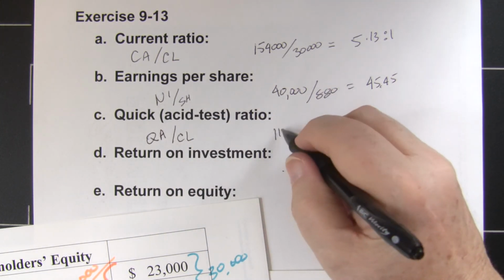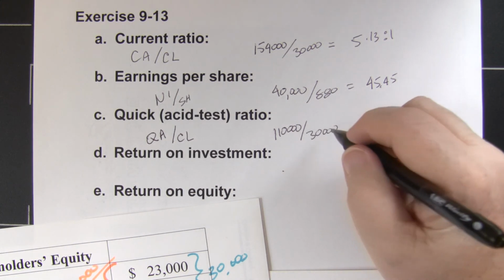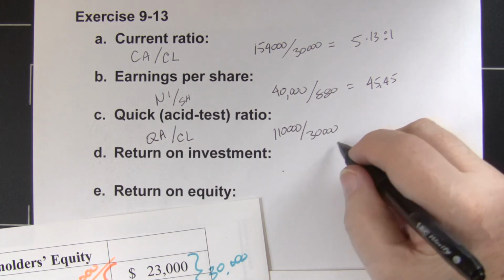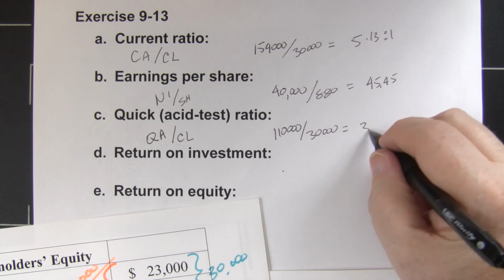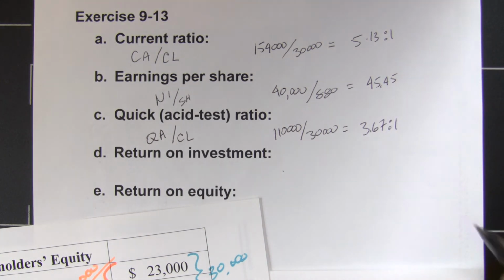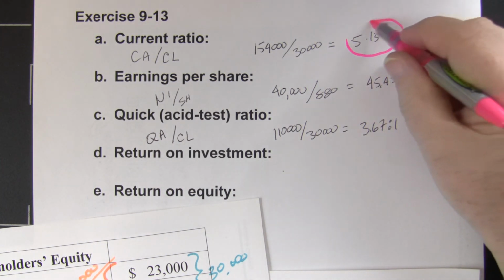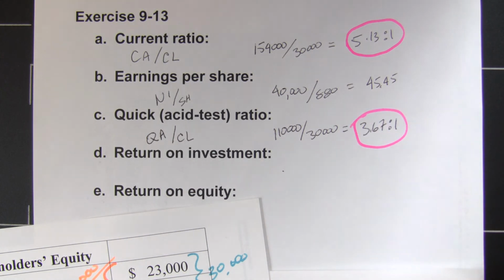So that's 110,000 divided by 30,000. And when we do that, we come up to 3.67 to 1. Notice that that's less than the current ratio, but it still indicates that we have plenty of assets to honor our liabilities as they become due.